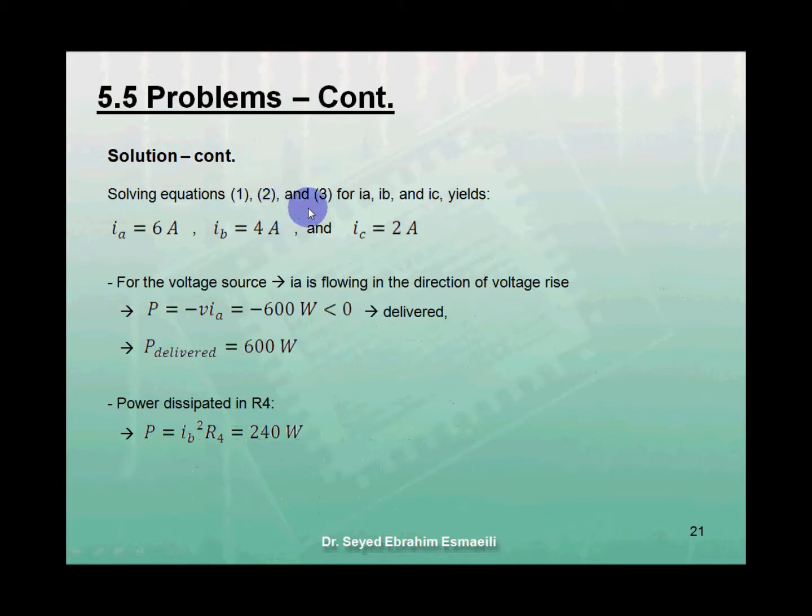Solving these equations for IA, IB, and IC, we get IA equals 6 amps, IB equals 4 amps, and IC equals 2 amps.